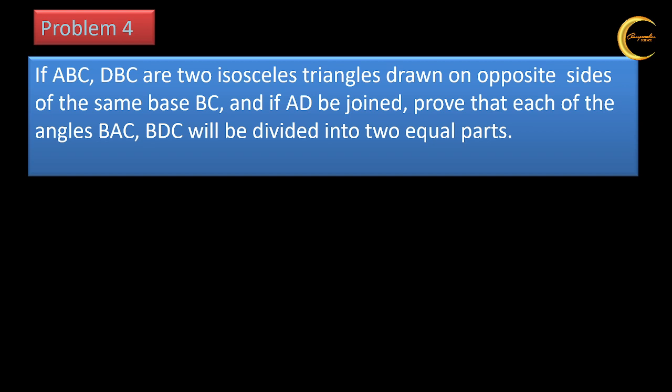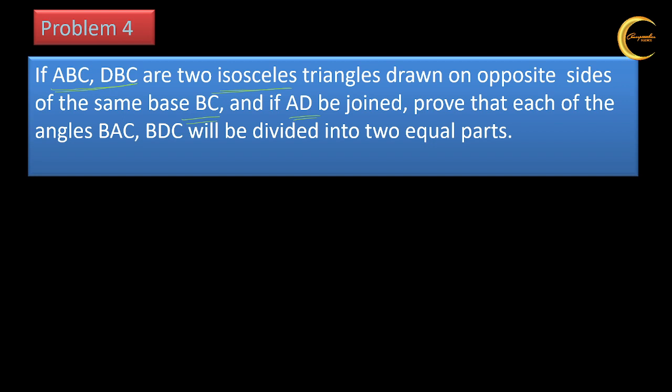Now ABC and DBC are two isosceles triangles. Isosceles triangle means two of its sides are equal, drawn on opposite sides of the same base BC. And if AD is joined, then prove that each of the angles BAC and BDC will be divided into two equal parts.